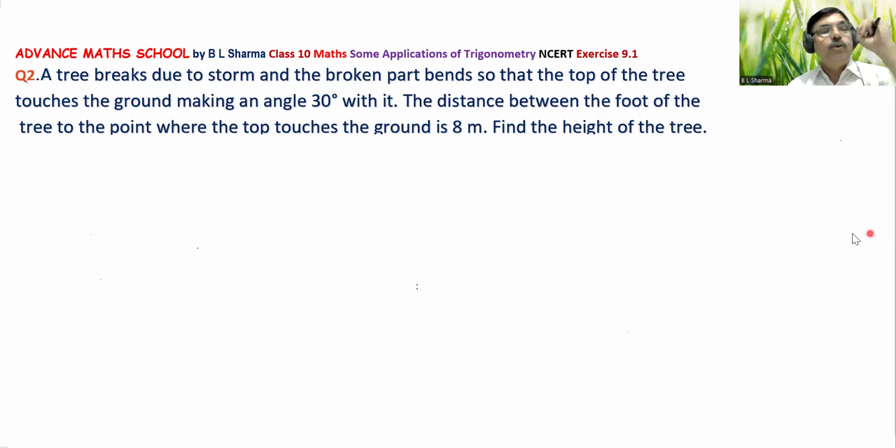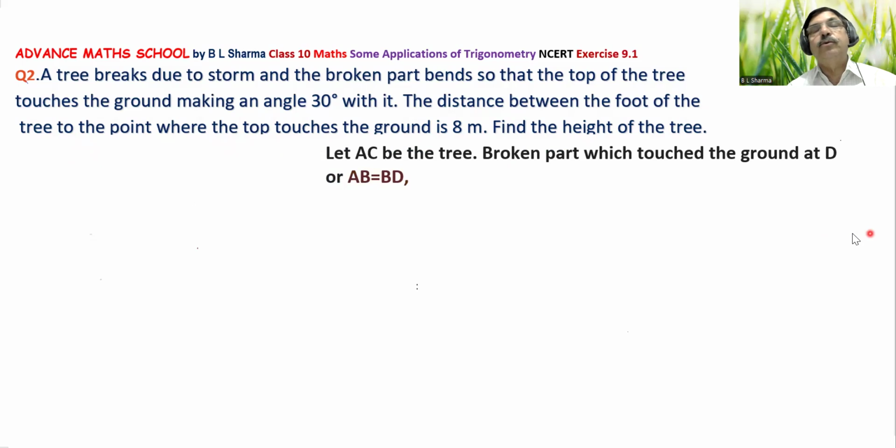See, इसको विजुलाइज करते हैं, डायग्राम बनाते हैं। If you draw the diagram, then out of 4 marks, you get 1 mark for the correct diagram. So it is very, very important to draw the correct diagram from the given information. We will draw the diagram.